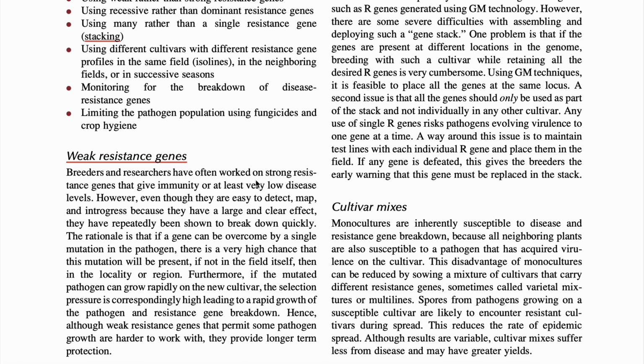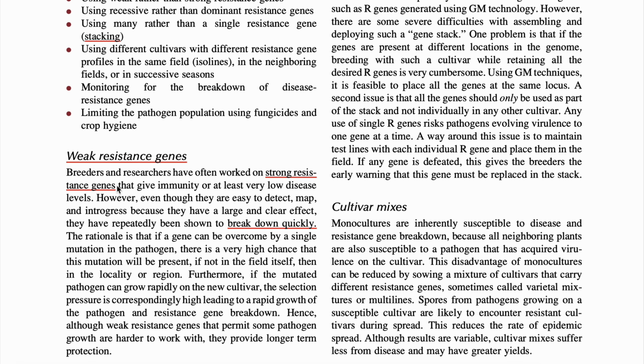Breeders and researchers have often worked on strong resistance genes that give immunity or at least very low disease levels. However, even though they are easy to detect, map, and integrate because they have a large and clear effect, they have repeatedly been shown to break down quickly. Again, in these 4 to 5 lines, they are saying that initially the breeders and researchers worked on one or a few strong or major resistance genes.